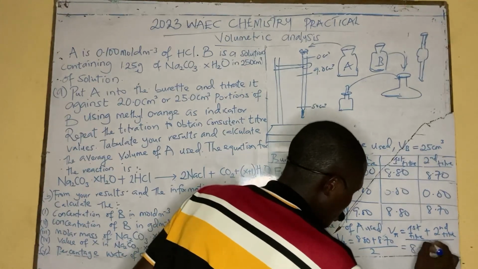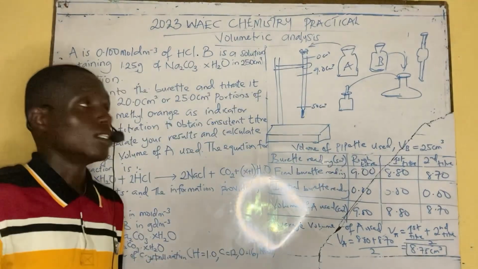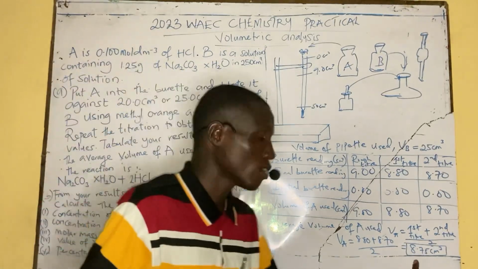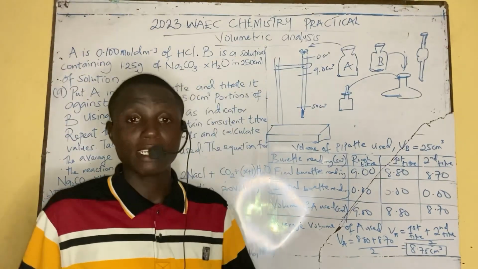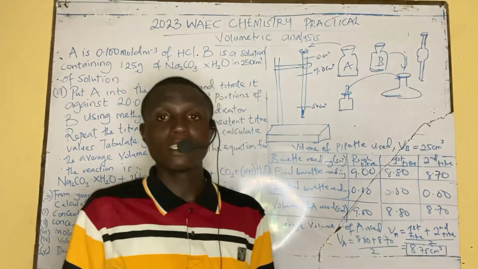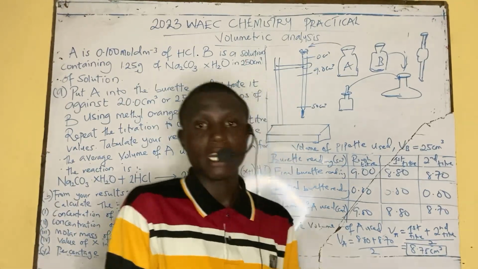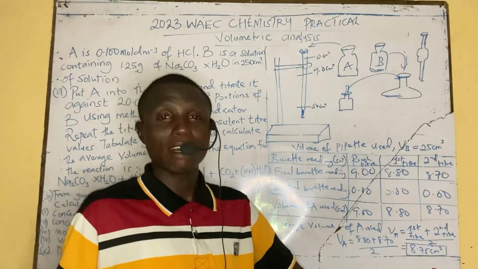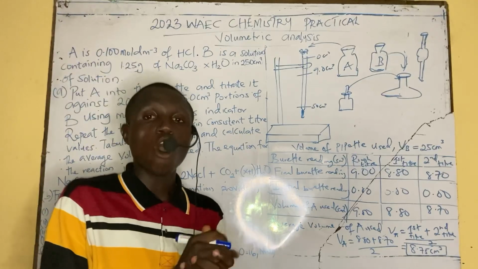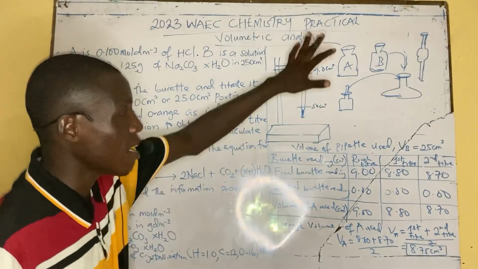This is the answer for the volume of A used. So if we are using 0.10 molar per dm cube, we are going to be using 8.75 centimeter cube for the volume of acid used. The practical is coming by God's grace. If God gives me the grace to do that, you will see the practical as well. So 8.75 centimeter cube for 0.1 molar is the kind of question I'm going to get on Thursday. So now let's solve the question, having carried out the analysis.